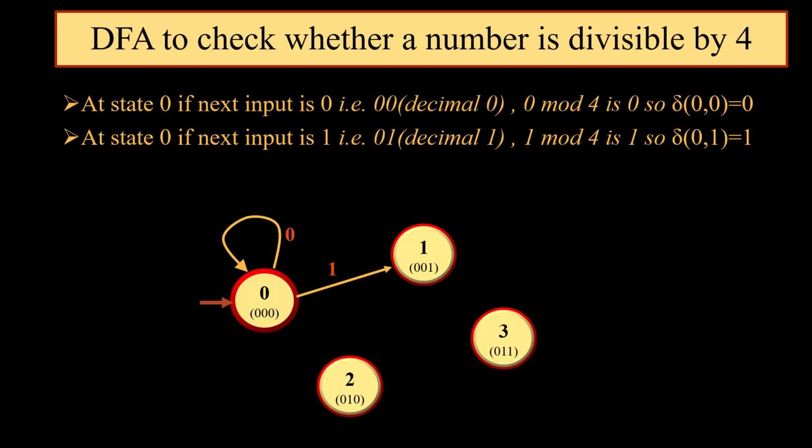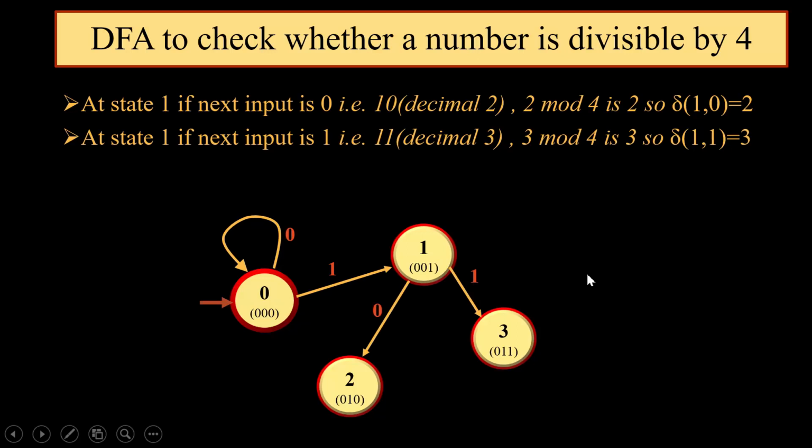We start with the first state, that is state number 0. We can have two inputs, 0 or 1. 0 mod 4 is 0, so a self loop. If we have 1, decimal equivalent is 1, 1 mod 4 is 1. So, a transition from state number 0 on 1 to 1. Next, we move to state number 1.